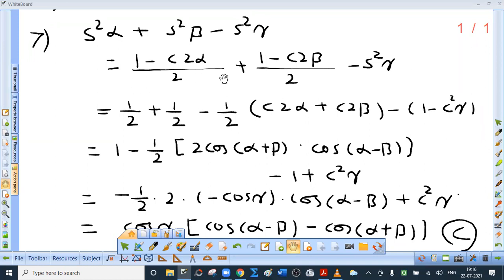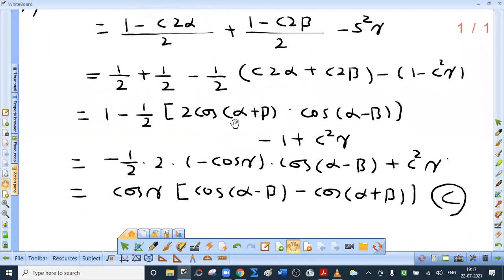This as it is. Split numerator, half plus half, that is full. Take minus half common to get in bracket cos 2 alpha plus cos 2 beta. Now what is sine square gamma? In bracket 1 minus cos square gamma. Why bracket? Because there is minus before that. What is cos C plus cos D? 2 cos of C plus D by 2 into cos of C minus D by 2. Okay. So 1, and when you open the bracket, minus 1. Cancel. Now I have omitted steps here.